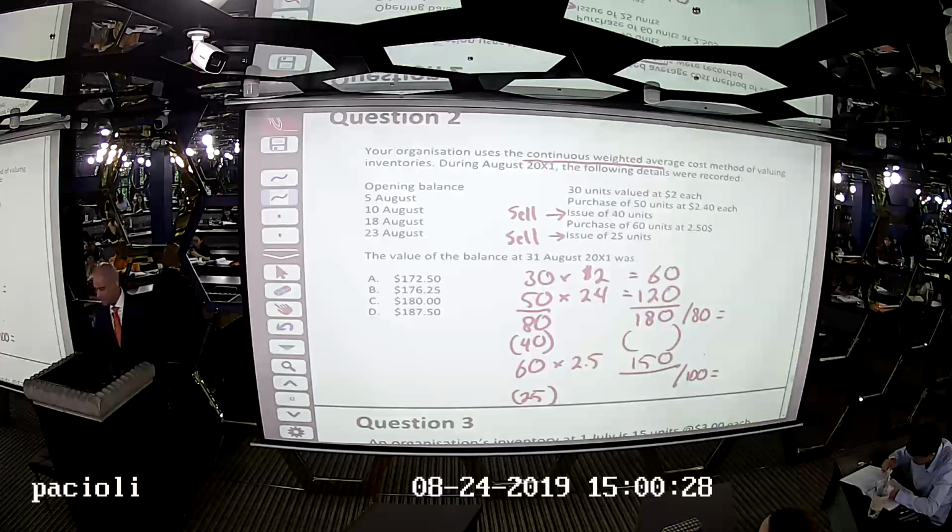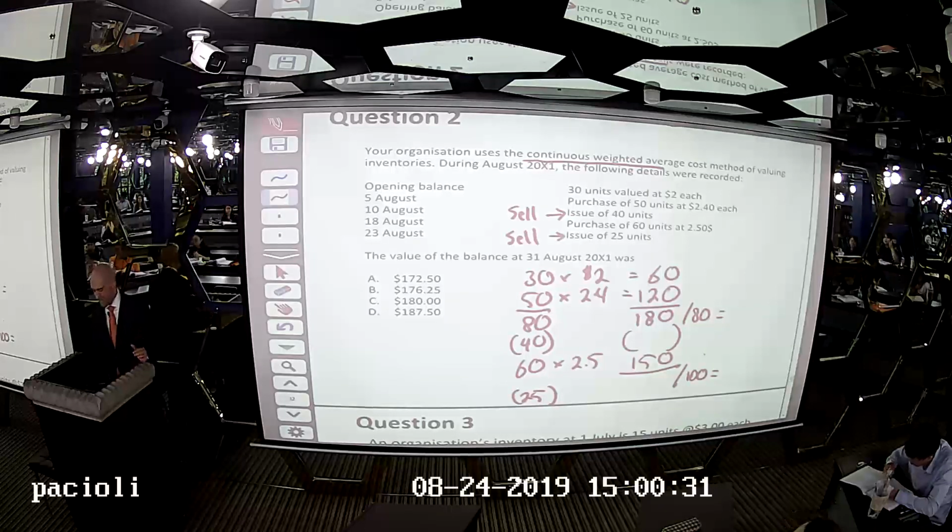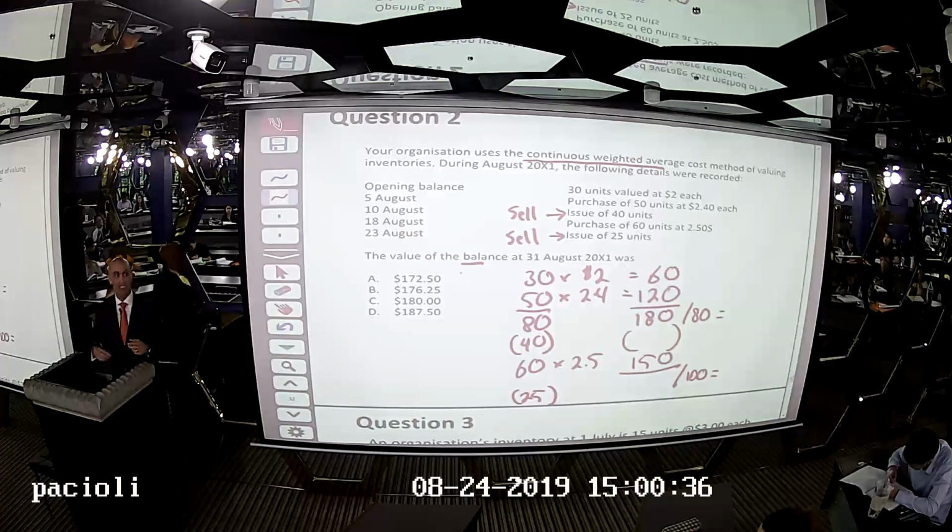So question 2 is the continuous average cost. The word issue means sell. It says, what is the value of the balance? They want to know what is the ending inventory.